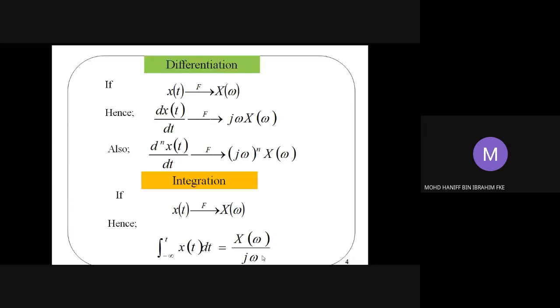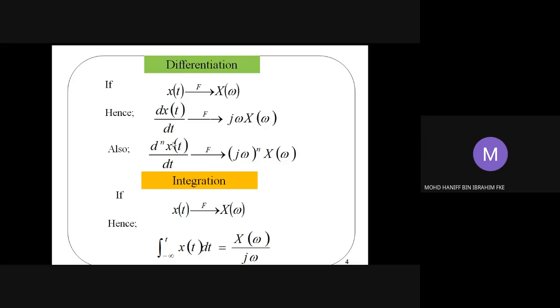Okay, so the next property to be covered is differentiation, as stated in the slides here. If we have a function x(t), which gives us X(omega) as its Fourier transform, and x(t) is differentiated once, so we have dx(t)/dt, its Fourier transform will simply be the multiplication of X(omega) with j omega. That is the case for a first order differentiation of x(t).